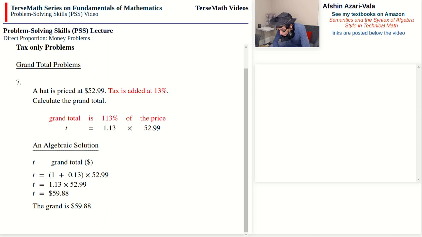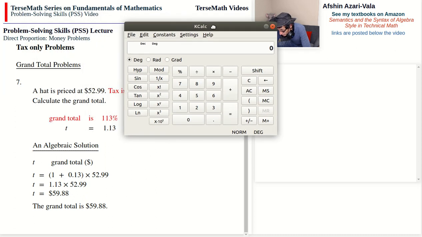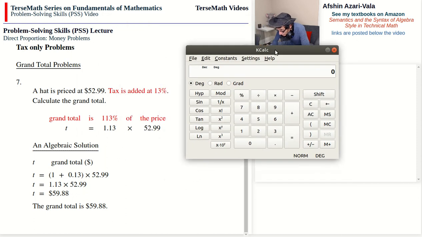So the grand total is... seems like the word total is missing. Let's add it on. So the grand total is $59.88. Now, once again, I would like to draw your attention to how easy it is to work this out on a calculator on your phone. So for this problem, we have $52.99 as the price, and then we multiply this by 1.13 to find out how much we will end up paying at the end with tax added on top, $59.88.